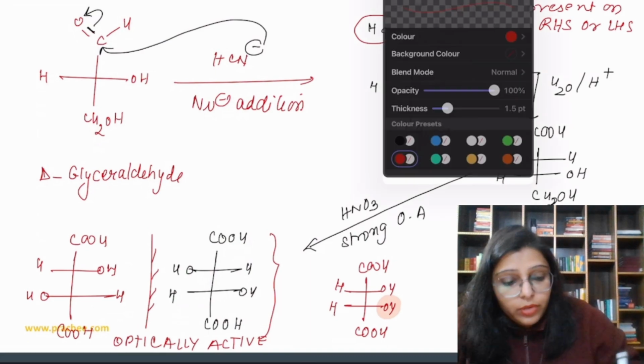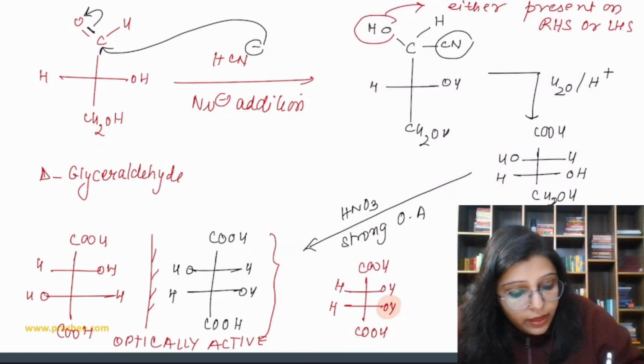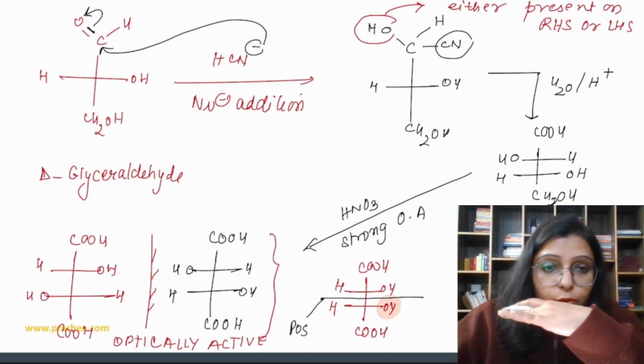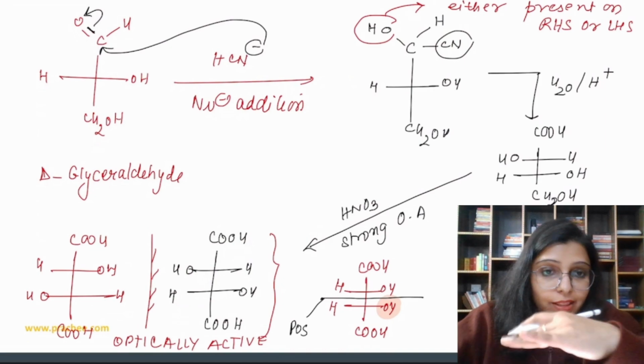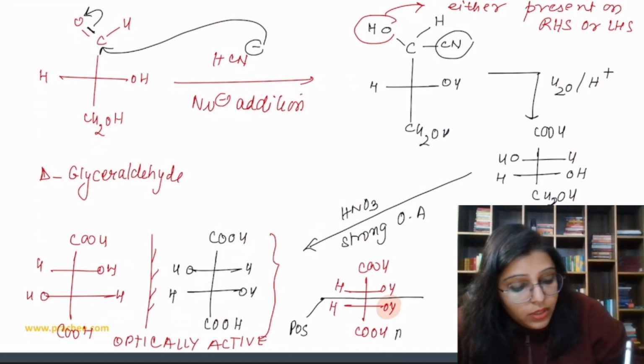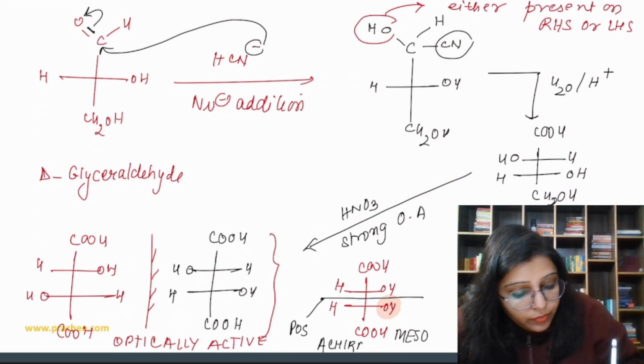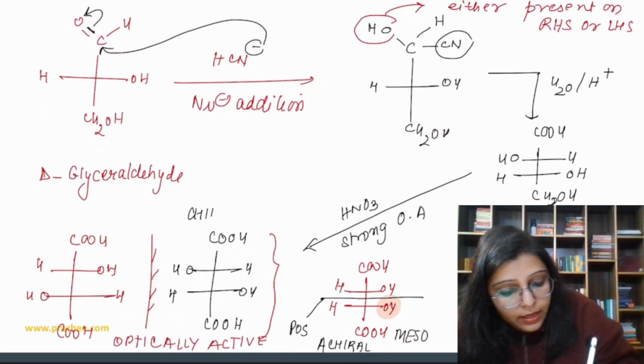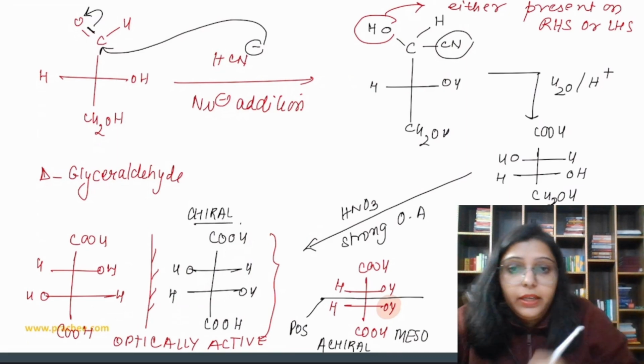But in this compound, if I am assuming this is a plane, here we have a plane of symmetry, because if you pass a plane like this, it cuts the molecule into two equal halves. So this is going to be the meso compound and this is called achiral. And this is chiral, and chiral compounds are optically active.